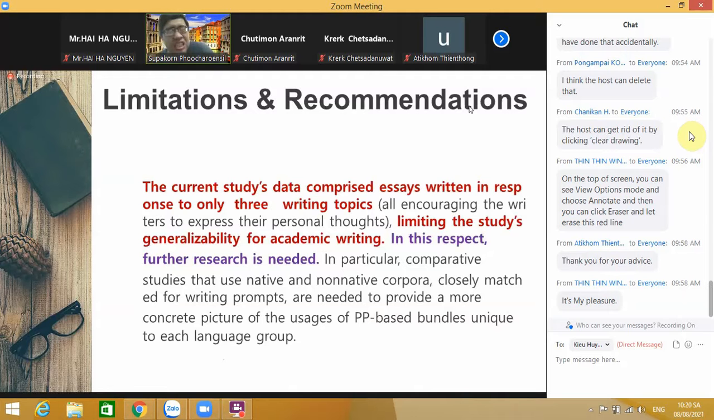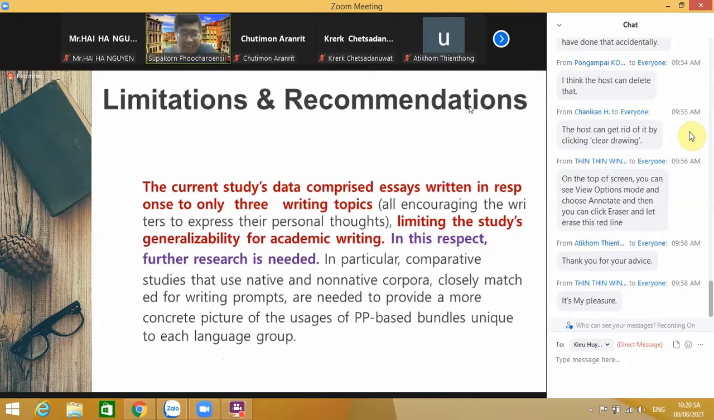So limitation doesn't mean weakness, right? All studies in the world have limitations. Limitation is not equal to weakness. Limitations mean what researchers are well aware of in that study. It is the area that the present study cannot reach, maybe due to time constraints or some other reason. But they have to be officially admitted in the limitations of the study, right?